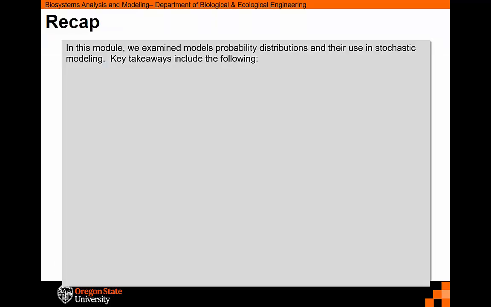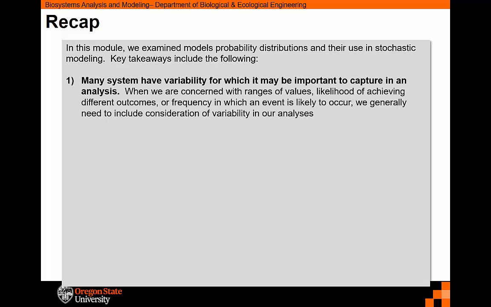To recap, in this module, we examined probability distributions and their use in stochastic modeling. Key takeaways include the following. First, many systems have variability which it may be important to capture in an analysis. When we are concerned with ranges of values, likelihood of achieving different outcomes, or frequency in which an event is likely to occur, we generally need to include considerations of variability in our analysis.